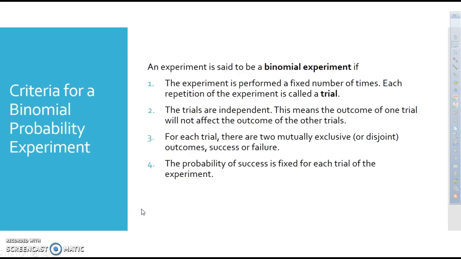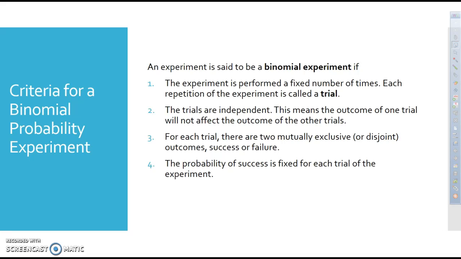So an experiment is said to be binomial if the following things are true. There's a fixed number of trials. It happens a finite amount of times, maybe 20 times, 20 questions. The trials are independent. One question doesn't depend on an answer from the previous one. It's very independent. And there are two mutually exclusive outcomes, either a success or a failure.